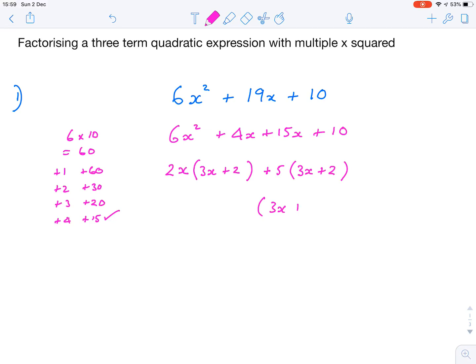So now I've got a common factor that is the bracket, 3x plus 2. And how many lots of the bracket have I got? I've got 2x plus 5 of that bracket, and that gives me the factorisation that I'm looking for.